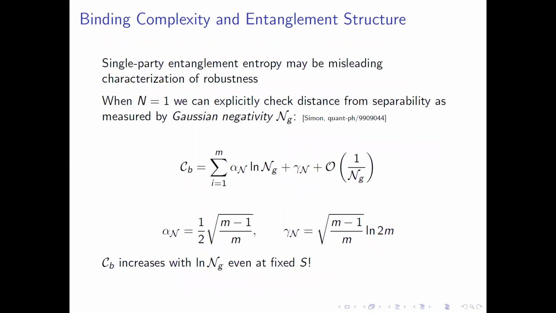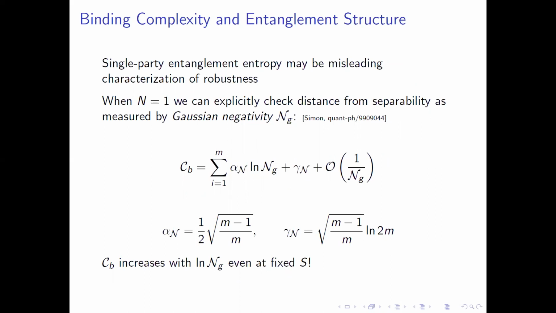Good. So the complexity is given in terms of the entropy, and that tells us something about the entanglement structure of the state, that indeed the binding complexity is somehow counting entanglement, which should really have been obvious. But as we showed with the qubit states, the single party entanglement entropy can be a misleading characterization of the robustness of entanglement in states.